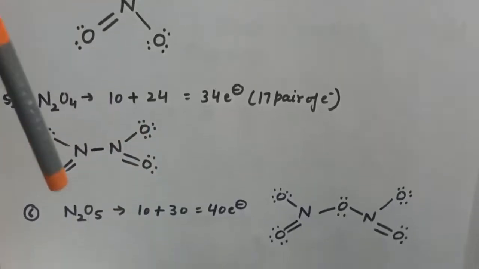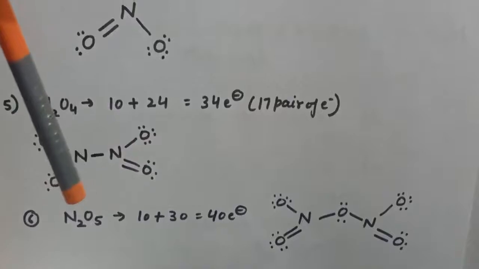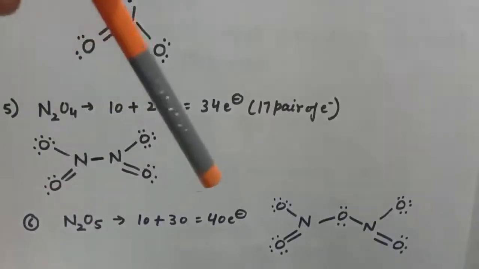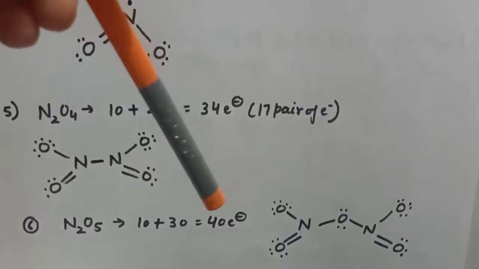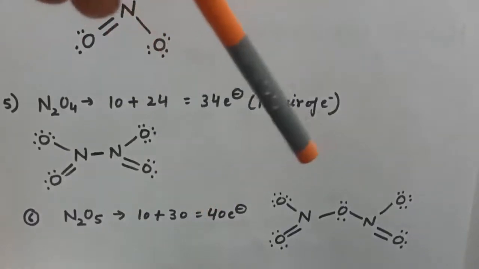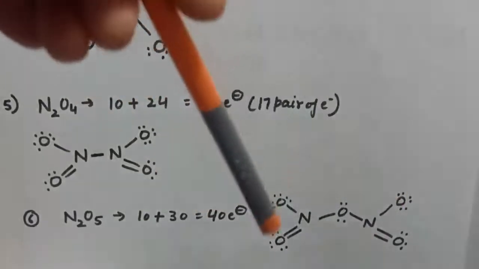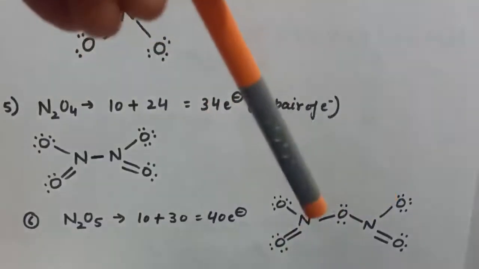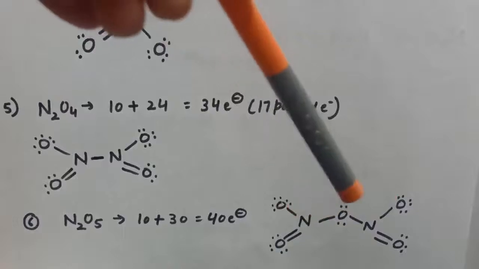Now next is N2O5. If we calculate the total valence electrons in N2O5, it comes out to be 40, meaning we have 20 pairs. So this is the skeleton of N2O5. First we will place one pair of electrons between atoms to represent a single bond.